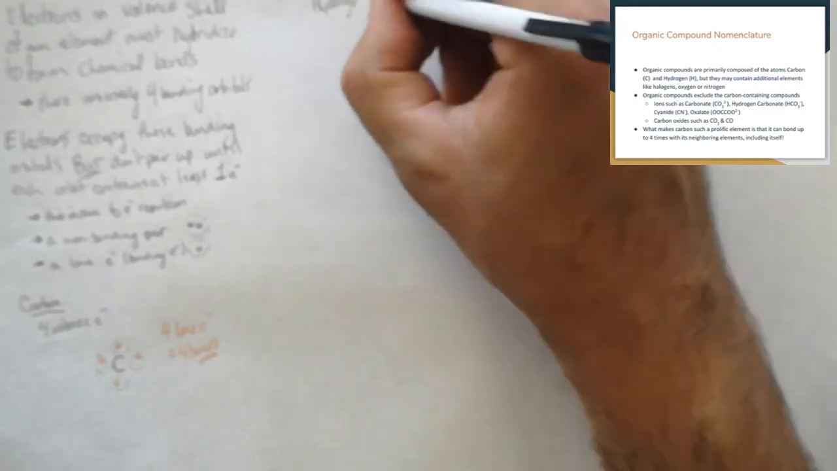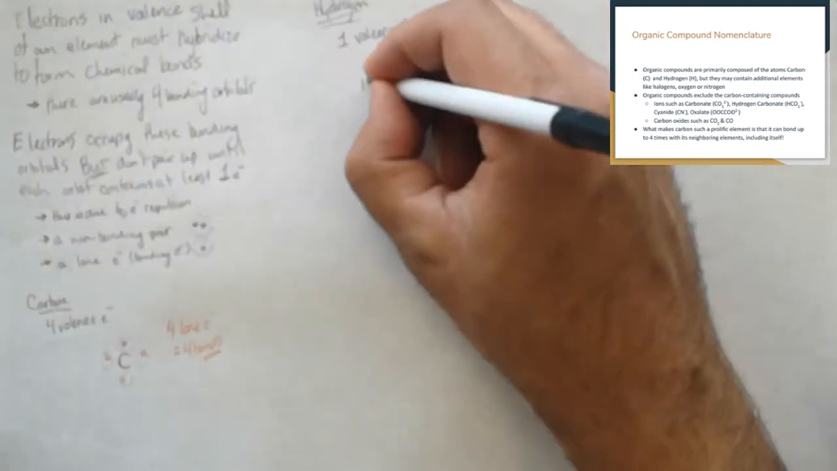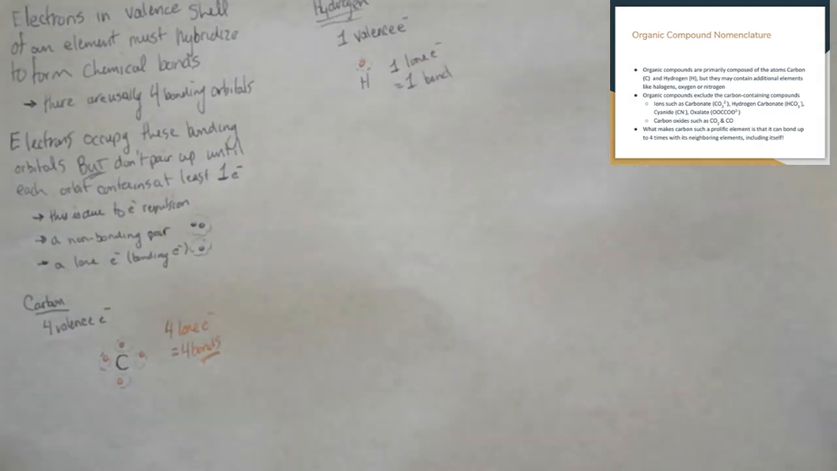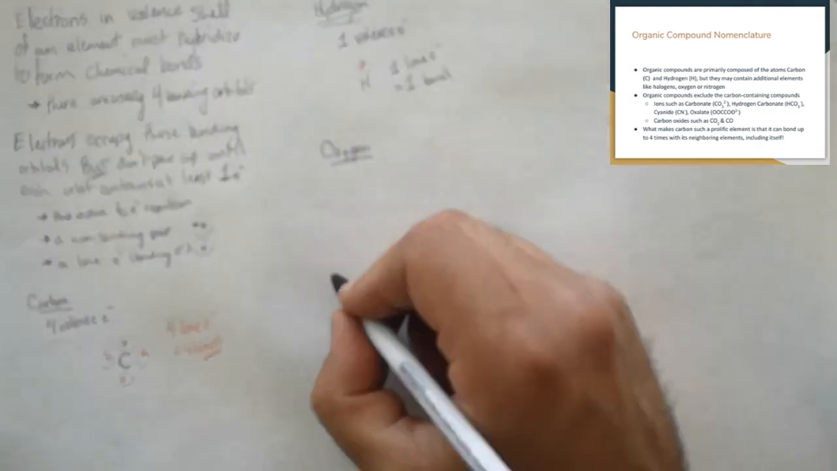No more, no less. When we look at the electron structure of hydrogen, we note it has a single lone electron and no non-bonding pairs. It will form 1 bond.